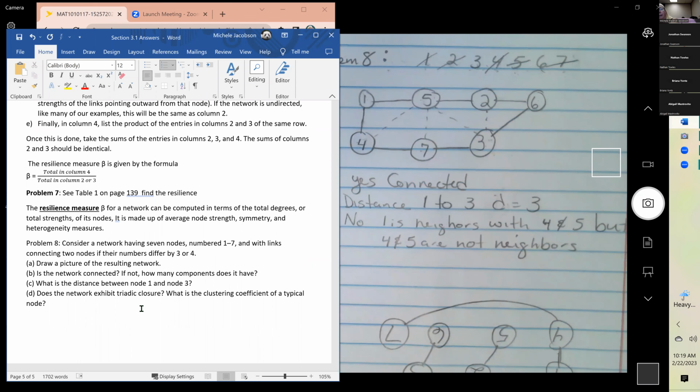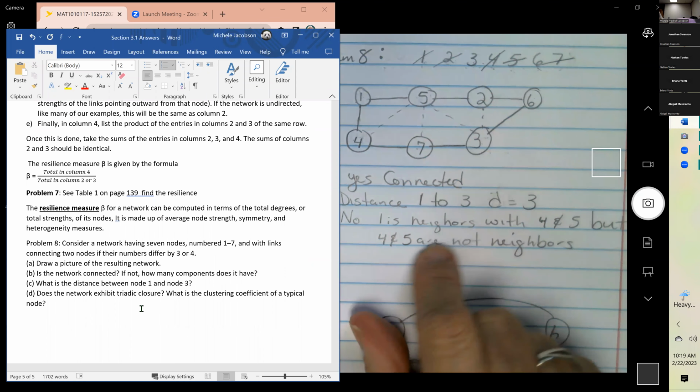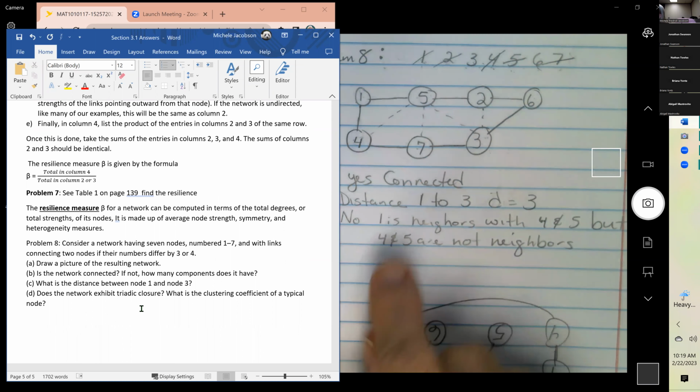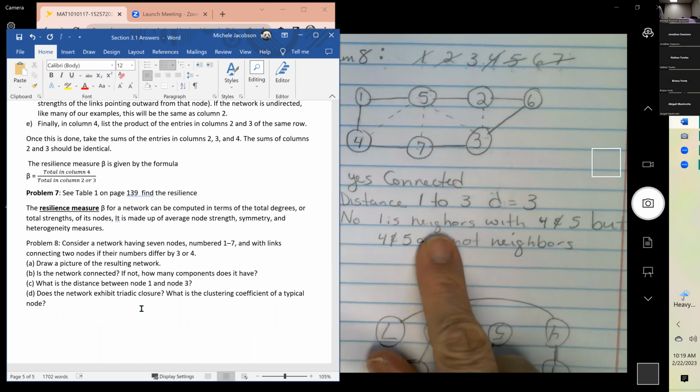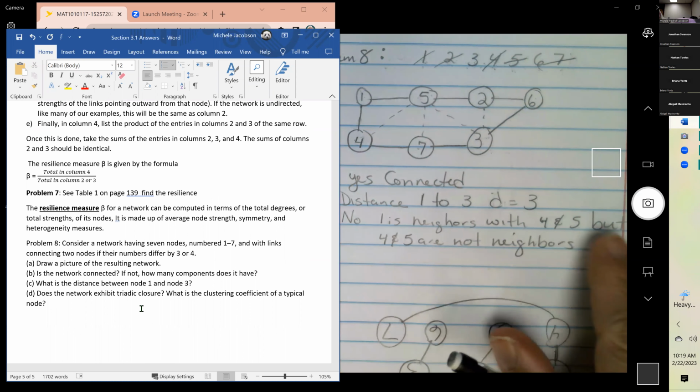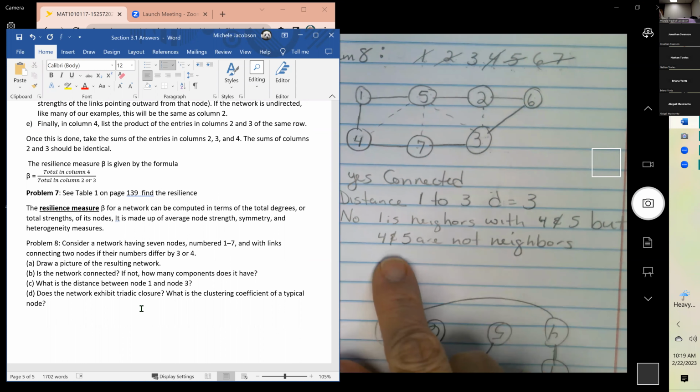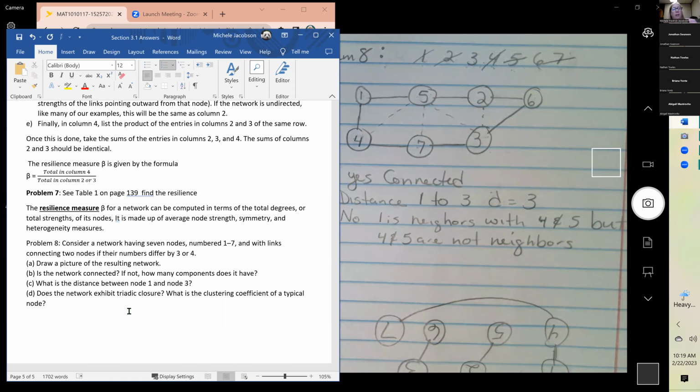So if you had to explain it, you only need one to not work. One is neighbors with 4 and 5, but 4 and 5 are not neighbors. And that's why it is not triadic. Any questions on that part?